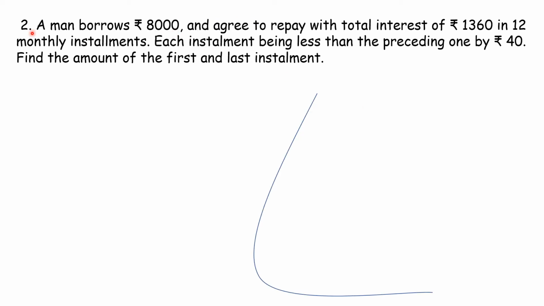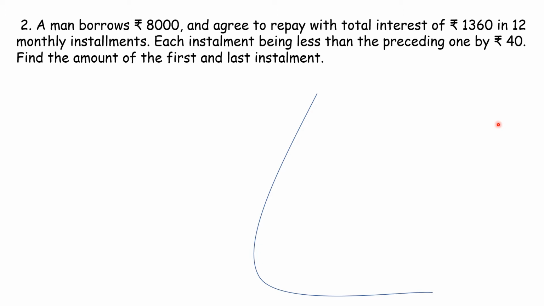Second example. A man borrows 8,000 rupees and agrees to repay with total interest rupees 1,360 in 12 months monthly installment, each installment being less than the preceding one by rupees 40. Find the amount of the first and the last installment.